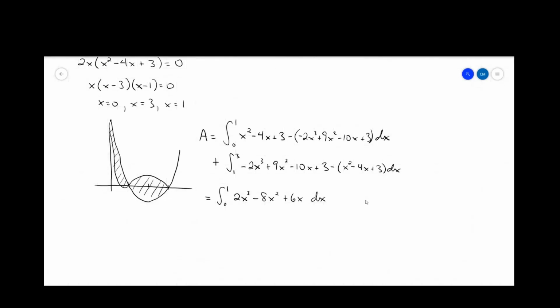And then antiderivative, so raise that to the fourth power, you get 1/2 x to the fourth minus 8/3 x cubed, and then plus 3x squared. Plugging these in from 0 to 1 is nice. If I just plug in 1, I just get 1/2 minus 8/3 plus 3. What is that?